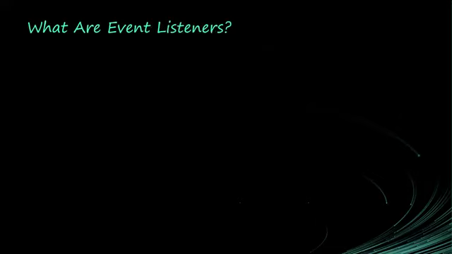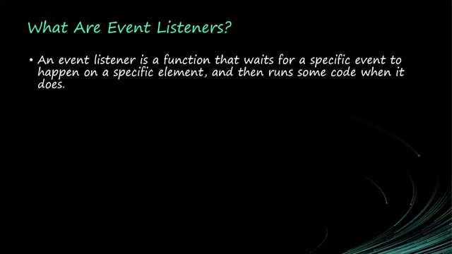So what are event listeners? When events happen, we listen to the events. We write a function that waits for a specific event to happen on a specific element and then runs some code when it does. That means we add these event listeners to a specific element, and we are waiting for some event to happen on that element. When that event happens, the function that we have written will run.